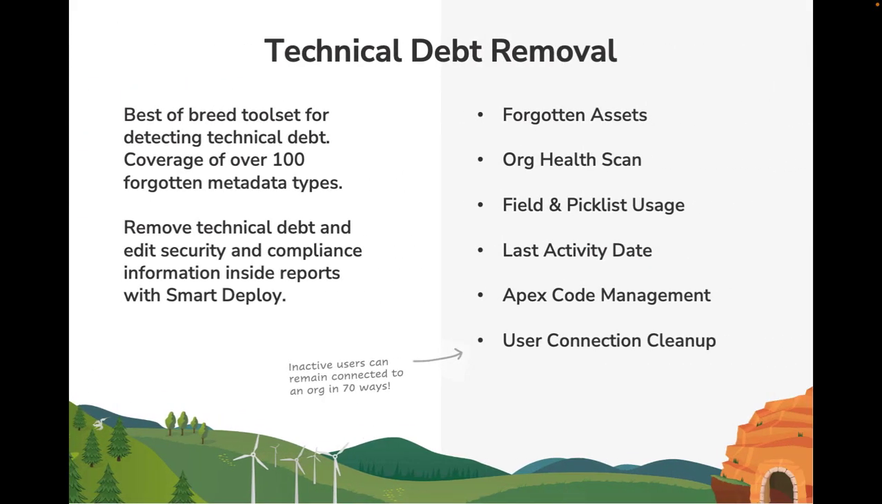So first up is technical debt removal, and we have an entire suite of applications that not only find technical debt, but they also remove it from your org. For example, our Forgotten Assets report will find 150 different types of metadata assets that are disconnected, not active, not being used, not being invoked, and so on and so forth, and identify those as technical debt for removal.